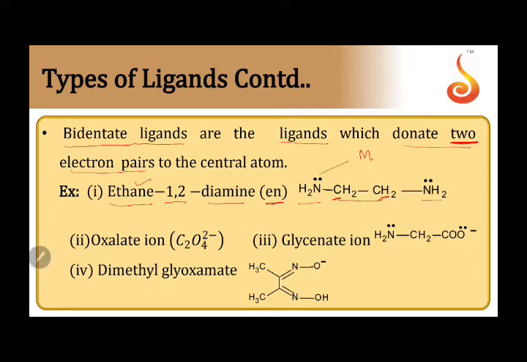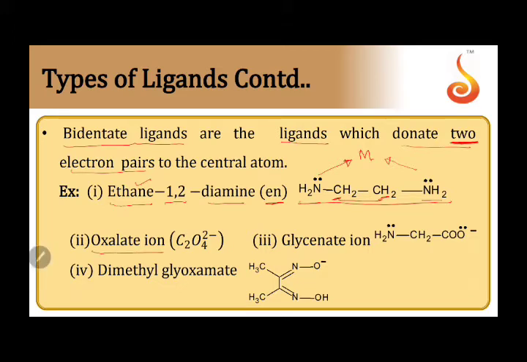then this nitrogen forms a coordinate bond, that is, it donates an electron pair. This nitrogen also forms a coordinate bond with the central metal. So like that, one ligand is forming 2 coordinate bonds. A similar logic is applied for the other ligands as well.